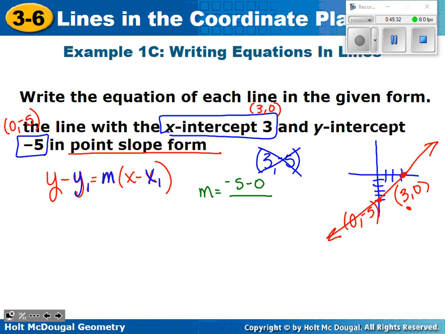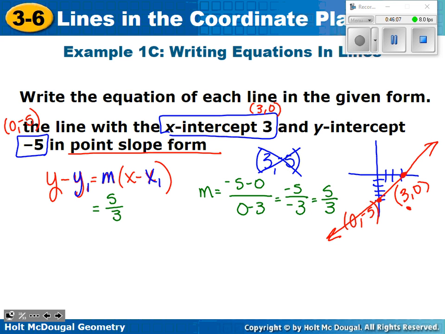And then on the bottom, if I do -5 minus 0, what would go on the bottom? 0 minus 3. Okay, what is -5 minus 0? -5. 0 minus 3? -3. And what do we get when we have a negative divided by a negative? Positive. So my slope is positive 5/3. So in for m, we're going to put positive 5/3.